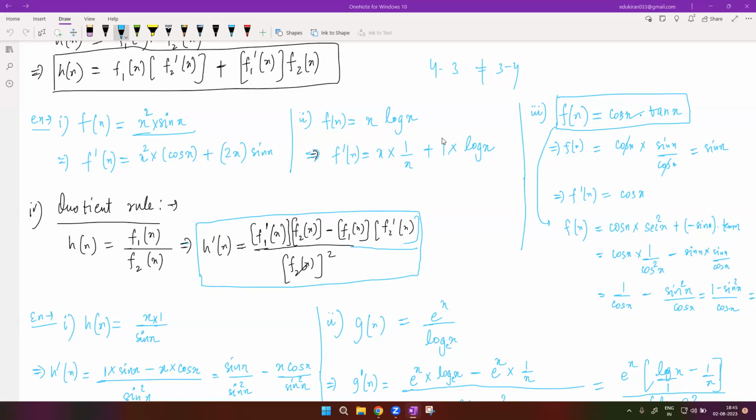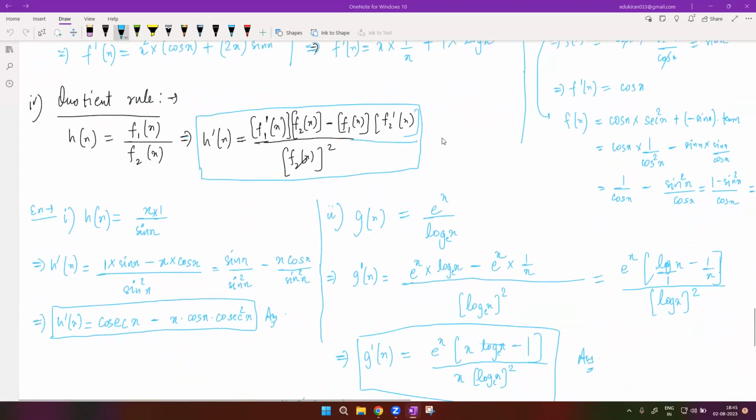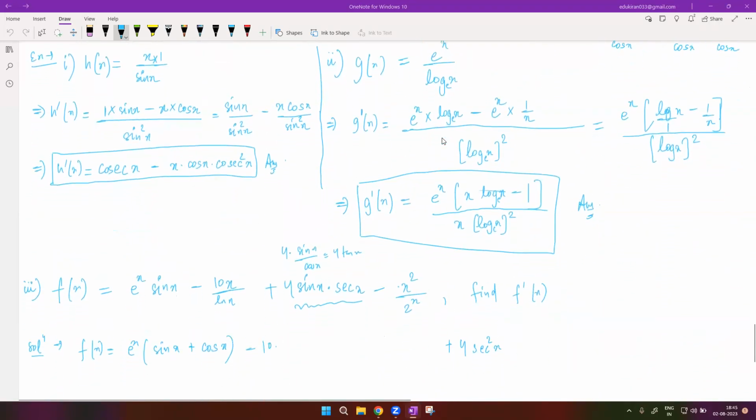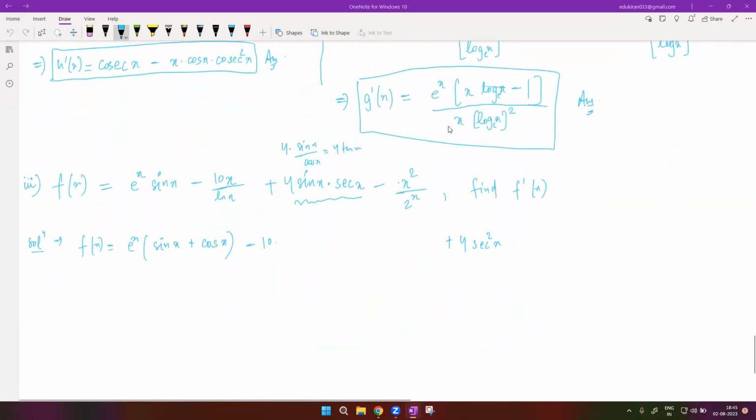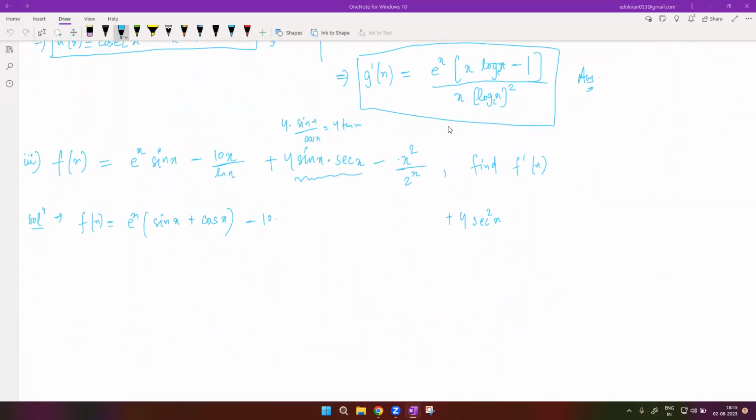Now, the last rule of this series is the most important rule, first of all, and this will be used the most as well. Okay, so before heading to the last rule, we can just simply solve this last question given in the class. e to the power x sin x minus 10x upon ln x plus 4 sin x sec x minus x square upon 2 to the power x, right? So we can solve this one.